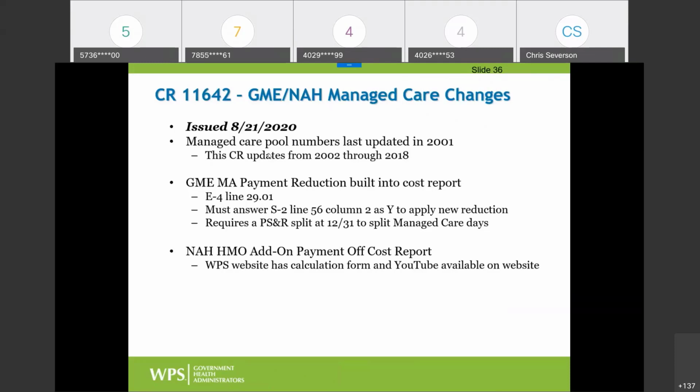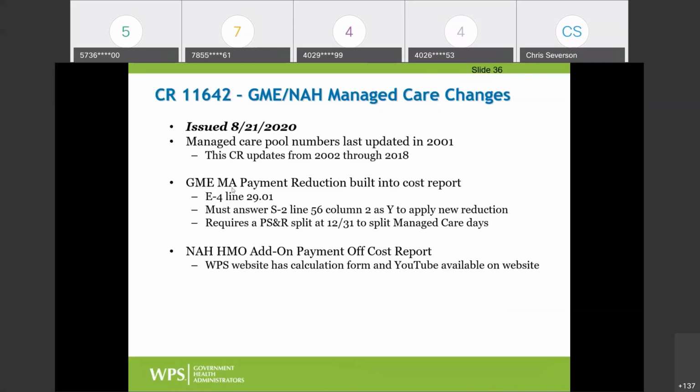And then we take a look at some more information about this. Basically, the whole purpose of that CR was to update managed care pool numbers that had not been updated since 2001. So this CR updates them from 2002 through 2018. But again, it's only applicable for providers that can actually be reopened. We can't go all the way back to 2002 unless for some reason that cost report can still be reopened. So this impacted 2 different things.